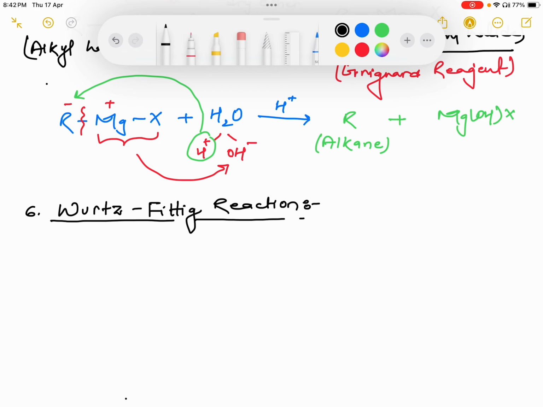Wurtz-Fittig reaction. So basically in this one, we need an alkyl halide, and again it's being treated with sodium metal. And the other needs to be an aryl halide or chlorobenzene. So one needs to be an alkyl halide, and the other is an aryl halide or chlorobenzene.